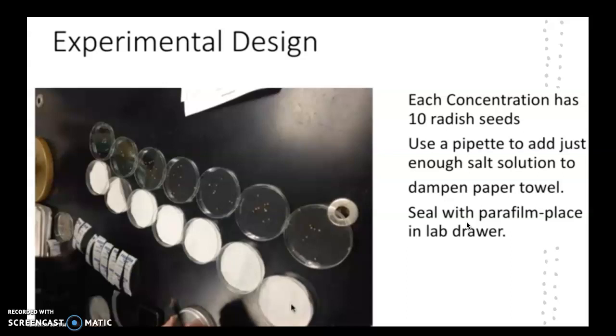You can see that there are some Petri dishes, and over here are the paper towels that are in the Petri dishes. Basically, what I'm going to be doing is adding just enough salt solution to get a damp paper towel. I don't want to make them overly wet. If they get overly wet, then you could have some fungus coming into the system, and that would throw off our results. So we just want to dampen it enough so that the seeds will be able to germinate. So I believe that would be it.